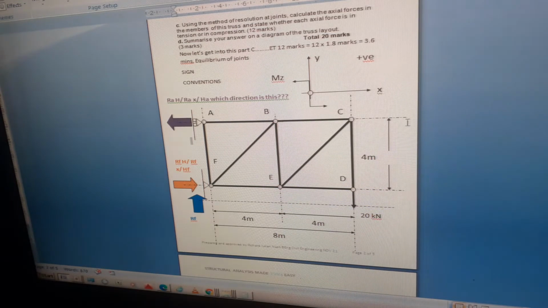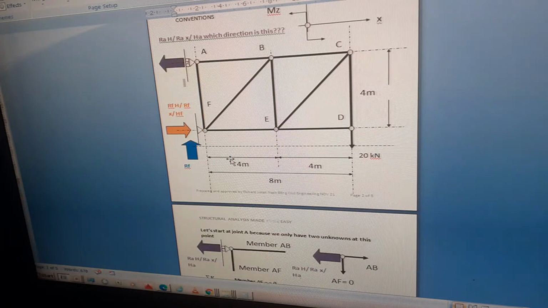Point load of 20. All the other information I went over is 2 bays of 4 meters wide each, 4 meters high, 8 meters long. Then altogether, pin at F, roller pin in vertical at A. So let's start at joint A.